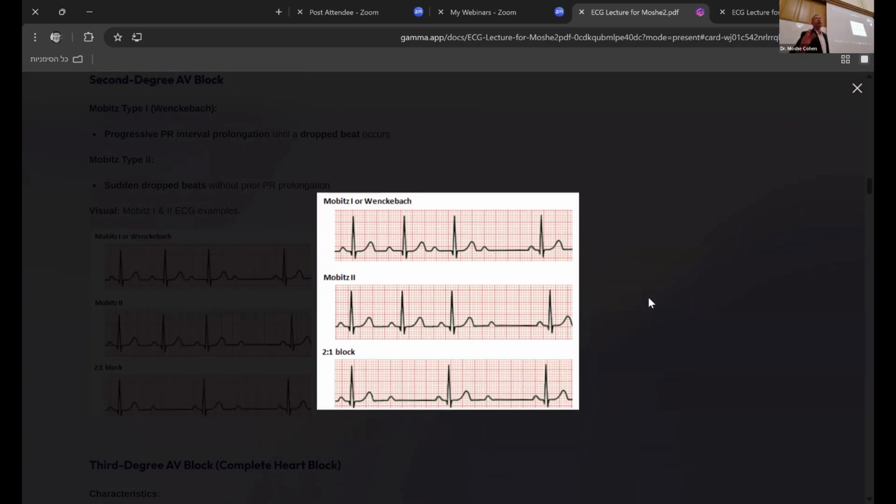First degree AV block is just a prolonged PR interval. Second degree, Mobitz 1, the PR interval is becoming longer until you have a dropped beat. Mobitz 2, second degree, the PR interval is constant, then you have a dropped beat. This is an indication for a pacemaker.